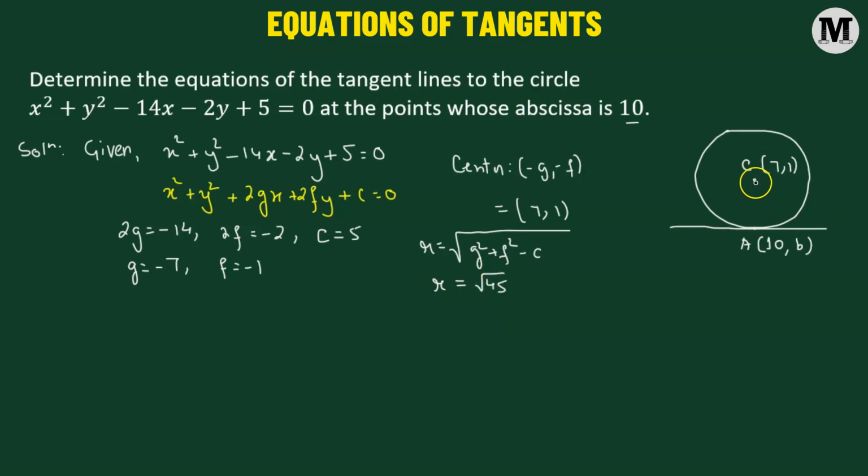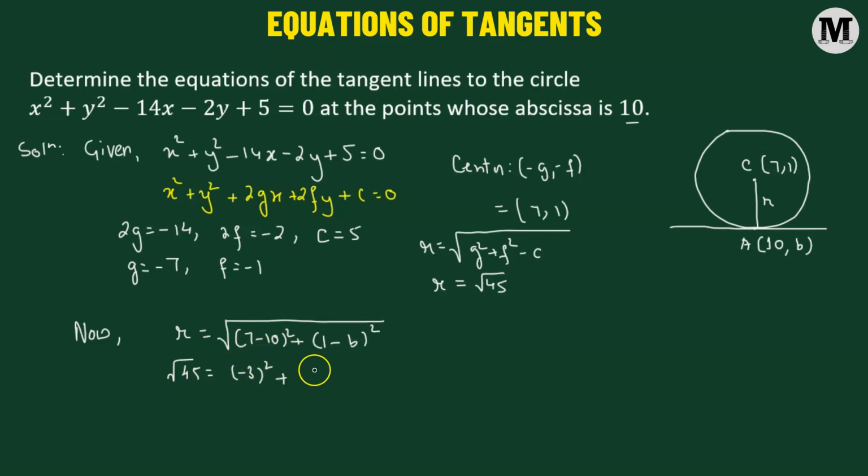So now we can join point C and point A. So C and A, that's going to be the radius of the circle. We can use the distance formula. So here the distance formula states that r will be equal to the square root. Underneath the square root, we need the difference of the x coordinate. So here we have 7 minus 10 whole squared added to the square of the difference of the y coordinate. We'll take 1 minus b and then square this value. Now the radius equals square root of 45. So that will be equal to 7 minus 10, that is negative 3 whole squared, added to 1 minus b whole squared. So that will be b squared minus 2b plus 1, and we have the square root.